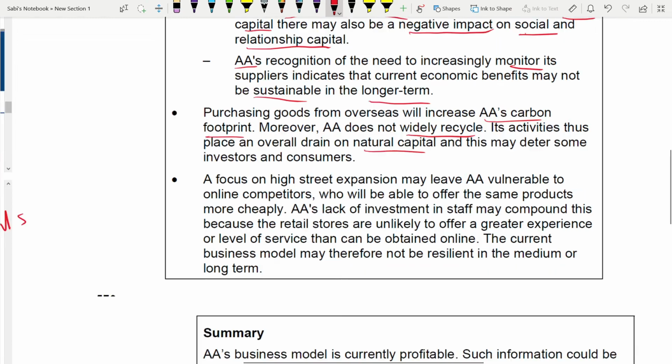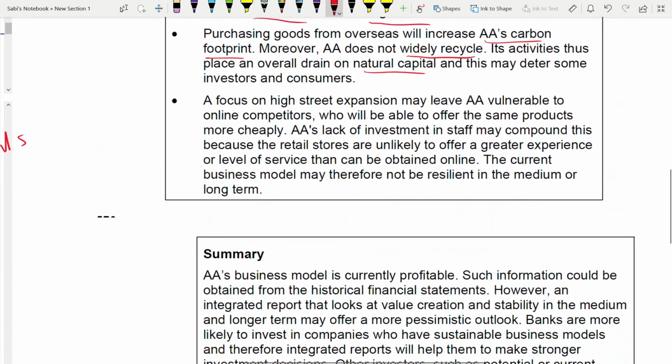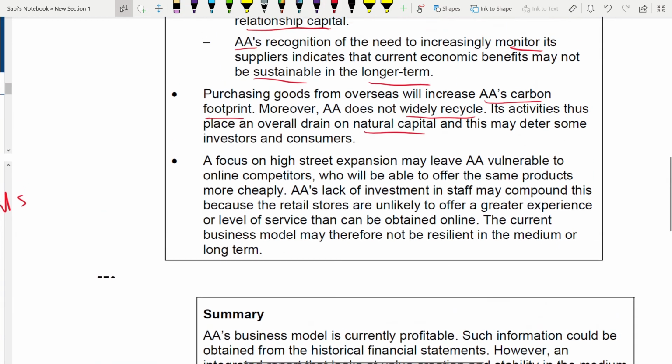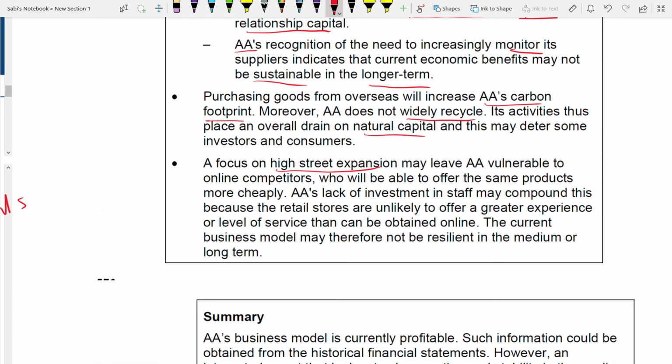And I think yes, this is the last point before we summarize everything. Another thing is the high street expansion. They are currently focusing on expansion. Expansion means high street, they want to expand. Because of that, they have to take loans from the bank, right? But remember, even though they are focusing on high street expansion, competitors are not doing like that. Competitors are focusing on setting up online. They want to sell through online. So because of this, it is a threat for AA.